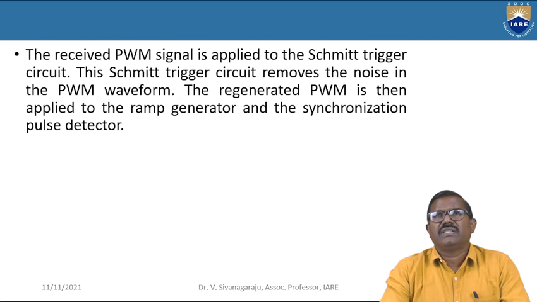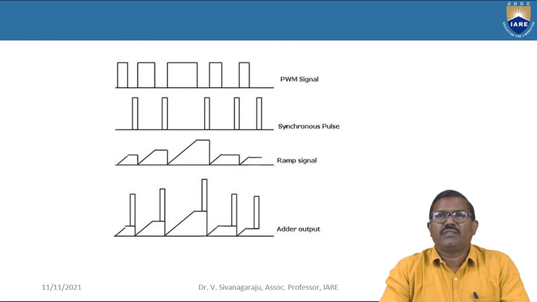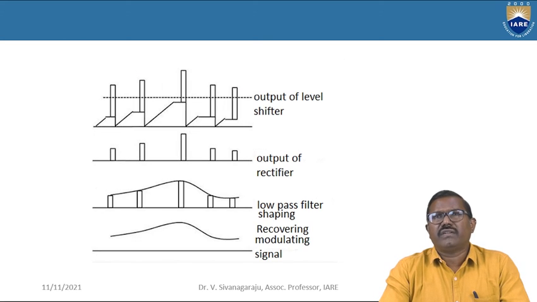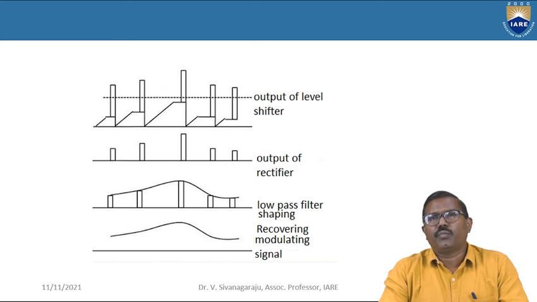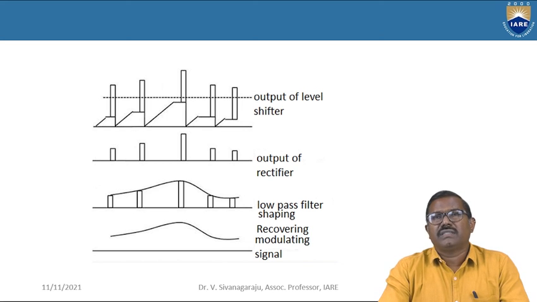Here we can see the waveforms of the outputs of these different blocks, because in PWM demodulation we use different blocks. The first one is the PWM signal, the corrupted PWM signal. Then the synchronous pulse generator output and the ramp signal output are added, so you get the adder output. After the level shifter, you can see the level-shifted output, and then the output of the rectifier. Finally, the low pass filter smoothens the curve, and we get the demodulated signal, which is the recovered modulating signal.